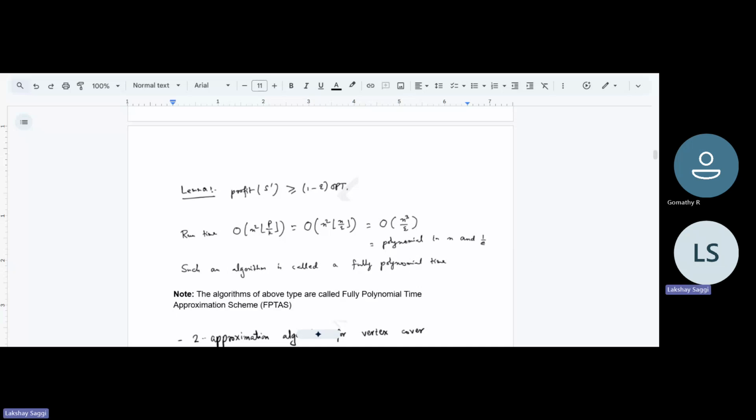Usually obtaining FPTASs for all NP-hard problems is not always possible, but an ideal goal, if a problem is NP-hard or NP-complete, is to obtain an FPTAS for that problem. Because in FPTASs you can get as arbitrarily close to the approximation factor as you want, because this epsilon is up to your choice. And you just pay an extra cost polynomial in 1 over epsilon in the runtime.